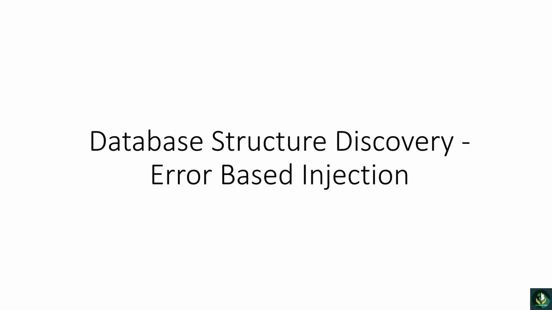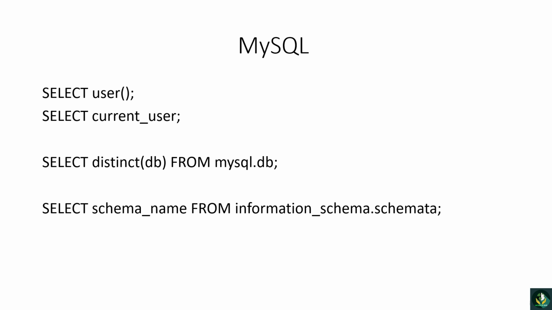In this lecture, we're going to be talking about database structure discovery. So let's first talk about MySQL. The technique for enumerating a database and extracting its data follows a hierarchical approach. You start by extracting the names of the databases and then proceed down to tables, columns, and finally the data itself. The first thing you are usually interested in is the name of the user performing the queries. You can retrieve this with one of the following queries.